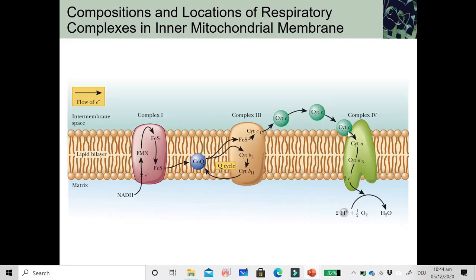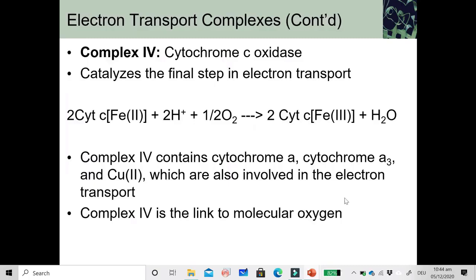In complex 4, notice that cytochrome C is oxidized by cytochrome A, which is oxidized by cytochrome A3, which ultimately causes the reduction of oxygen into water. Complex 4 is called cytochrome C oxidase, and it catalyzes the final step in the electron transport, where cytochrome C with its iron in the reduced form, Fe2+, is ultimately oxidized by oxygen, producing oxidized cytochrome C, with iron 3+, and water as a result.